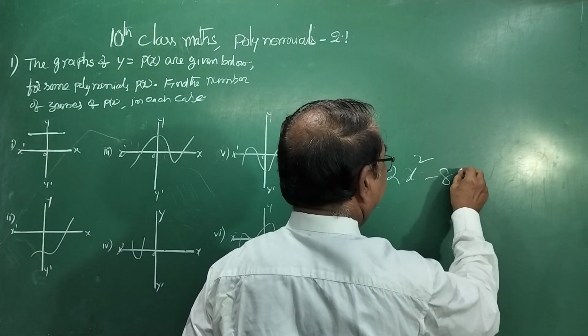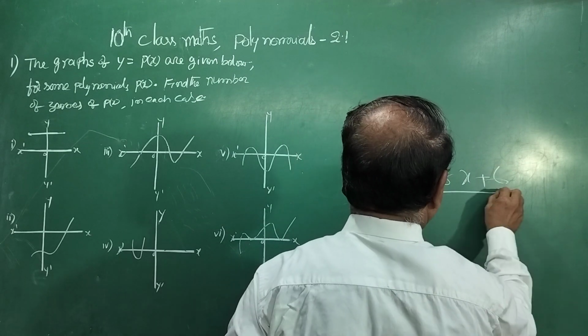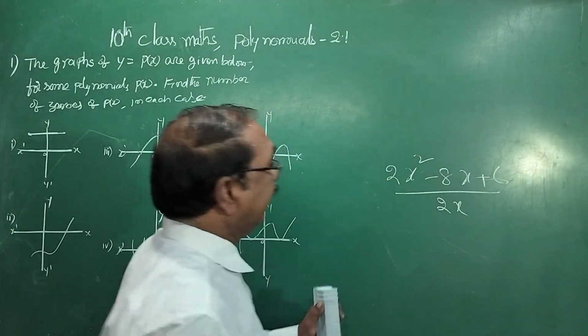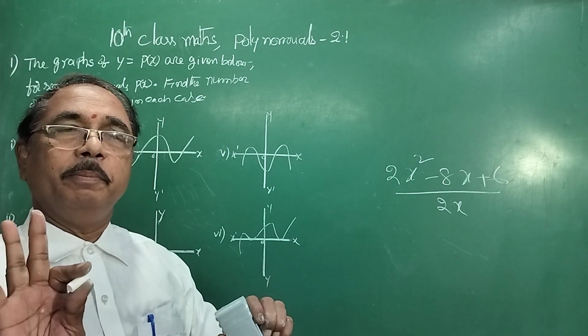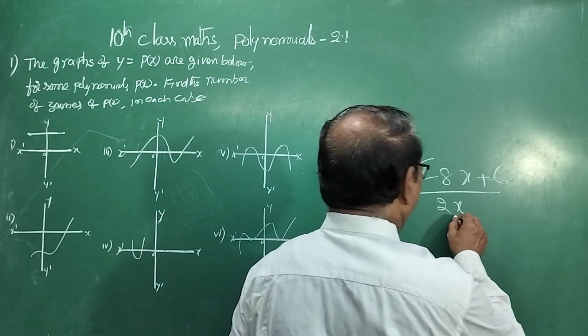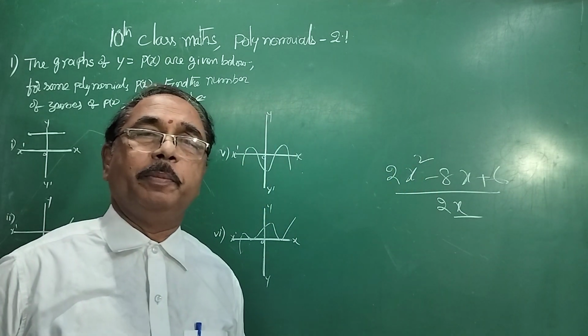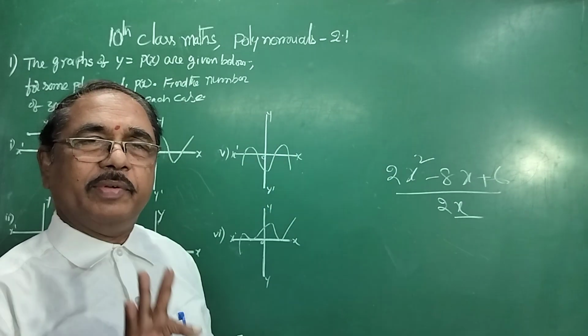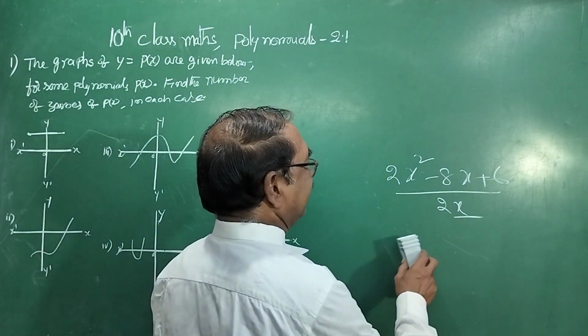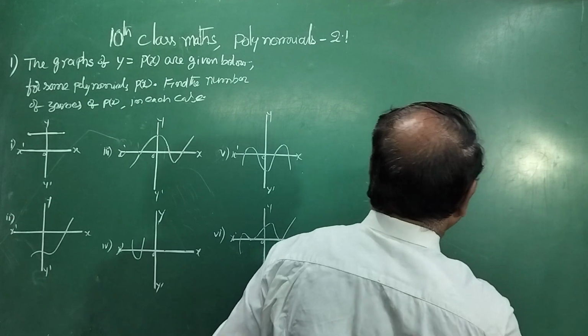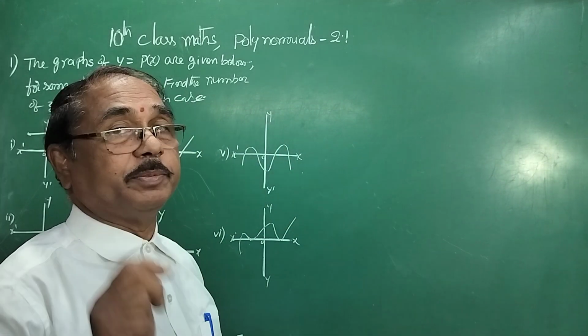(2x square minus 8x plus 6) by 2x. Is this a polynomial? No, because the variable should not be in the denominator. So it is not a polynomial. It is just an algebraic expression.